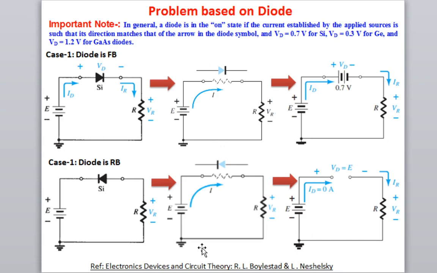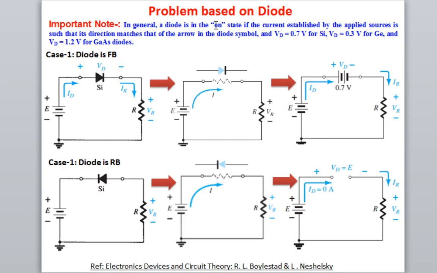Before going into the detail, I wanted to make some more important points and notes before solving the diode problems. I have written here, in general, a diode is in on state. This is a very important point. Sometimes a question may be asked whether the diode is in on state or off state. That is why this note is given.